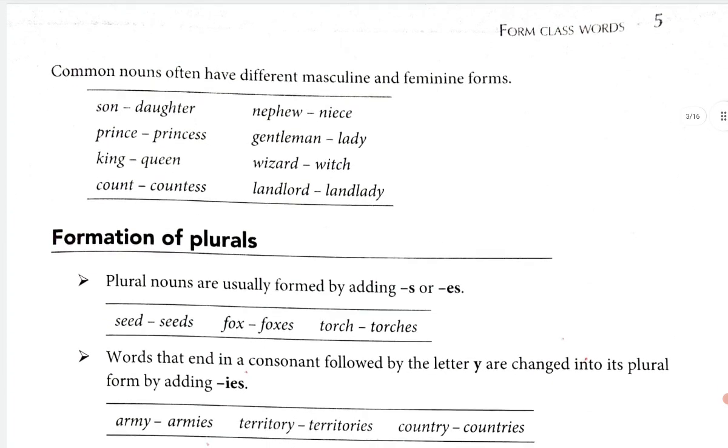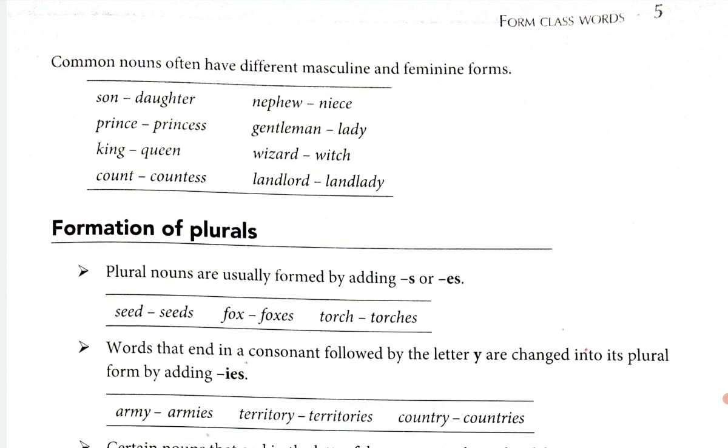Common nouns often have different masculine and feminine forms. For example, son, daughter, nephew, niece, prince, princess, gentleman, lady, king, queen, wizard, witch, count, countess, landlord, landlady. Like this, common nouns often have different masculine and feminine forms. We are not addressing a specific person, because if so, we could identify the gender from the name itself. So definitely common nouns often have different masculine and feminine forms.